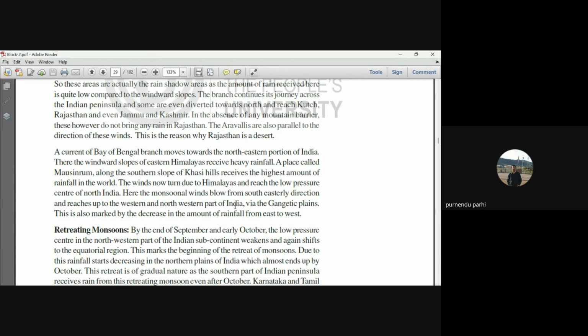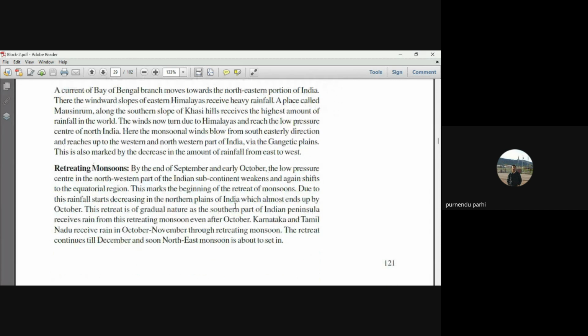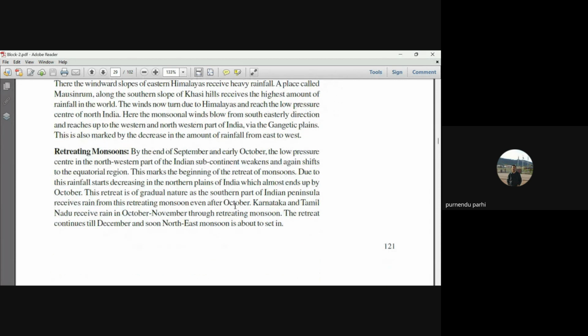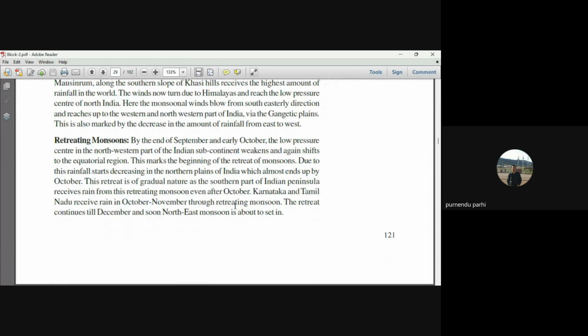via the Gangetic Plains. This is also marked by the decrease in the amount of rainfall from the east to west. Retreating monsoon. By the end of September and early October, the low pressure center in the northwestern part of the Indian subcontinent weakens and again shifts to the equatorial region. This marks the beginning of the retreating monsoon.